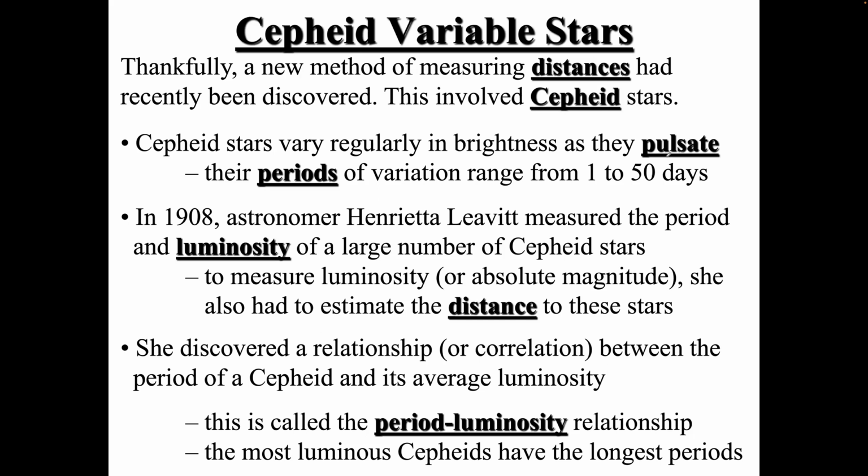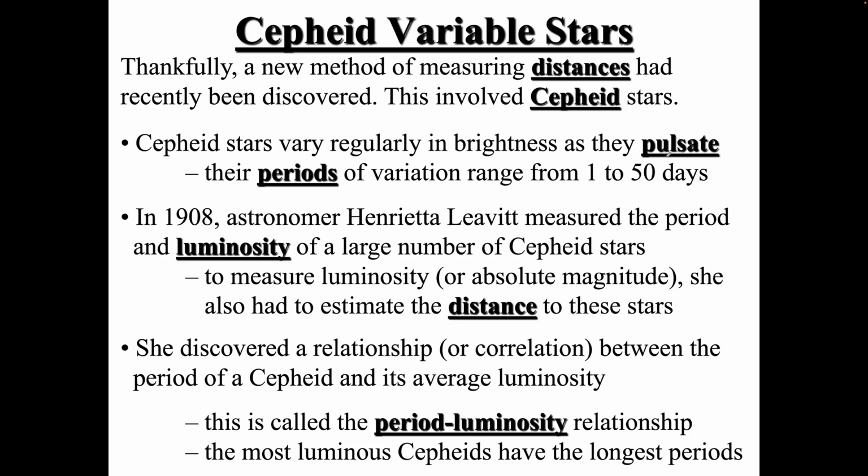Cepheid stars are actually a certain type of star. They regularly vary their brightness as they pulsate, and their periods of variation range from 1 to 50 days. So these are stars, but they have a special property. They change their brightness, and this change in brightness has certain periods. Some of them change their brightness within 1 day, and some can go up to 50 days. So these stars are called Cepheid stars.